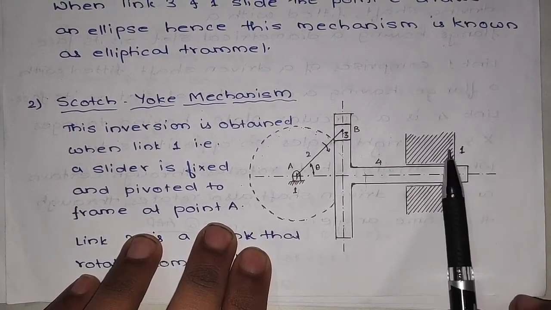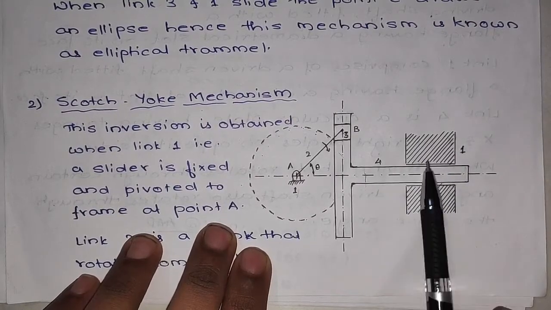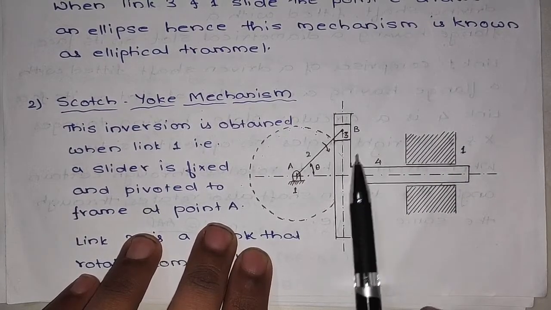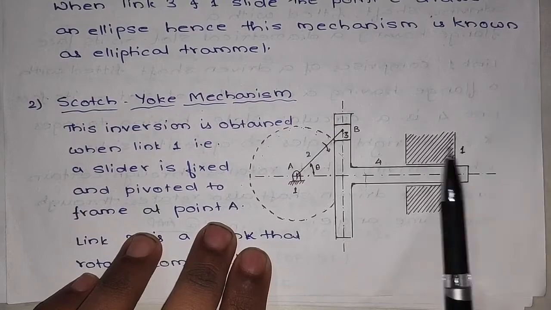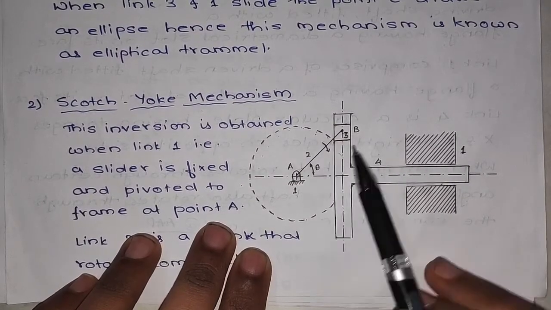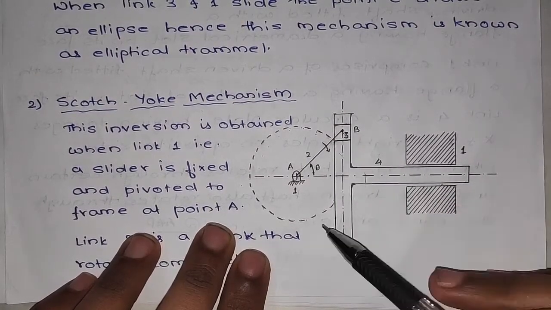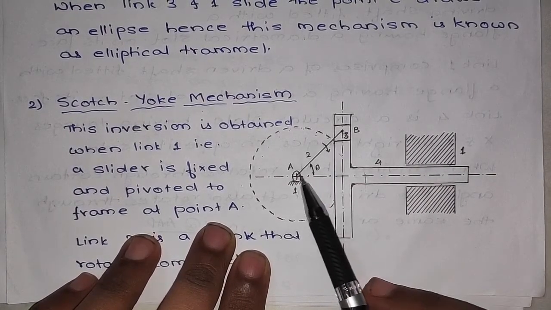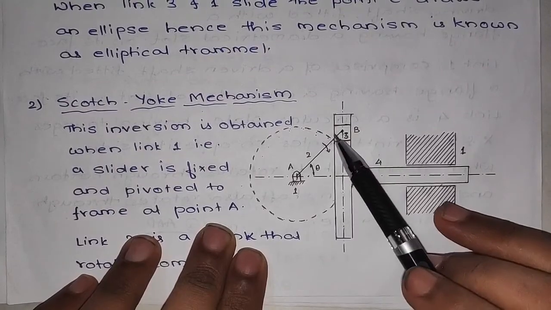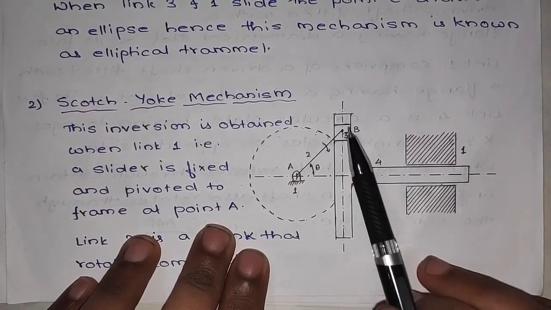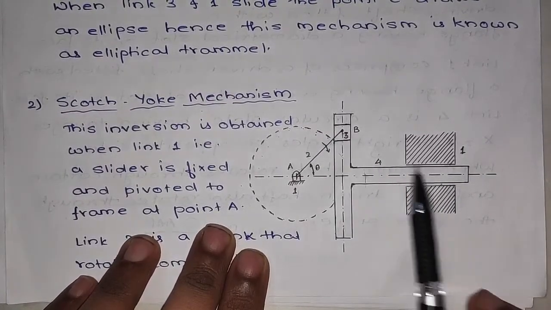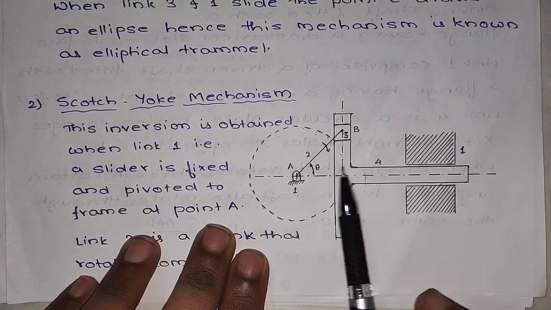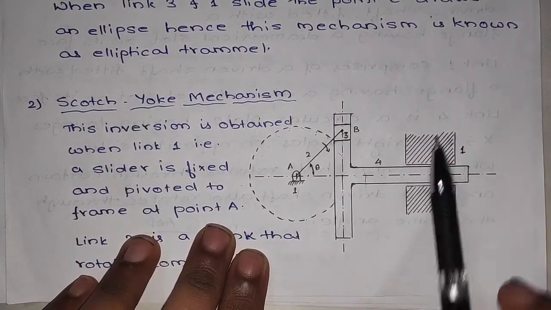So link number 1 is fixed and there is a slot in link number 1, and this link number 4 will oscillate in this link number 1, and link number 1 is also slotted so that this piston will move in this link number 1. So one of the piston or slider remains fixed and it is pivoted at A. So as this crank rotates in the circular direction, this particular T slot will oscillate in this link number 1.